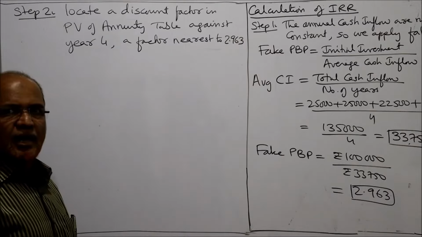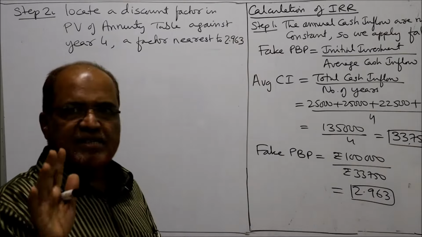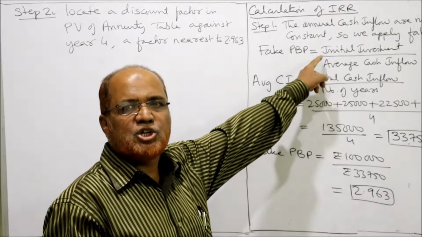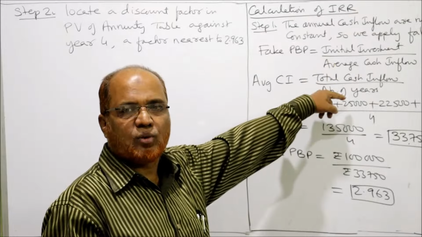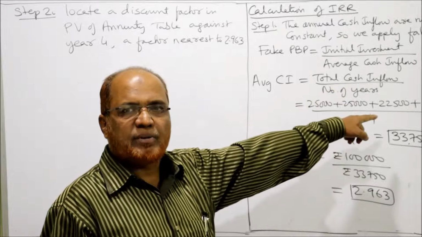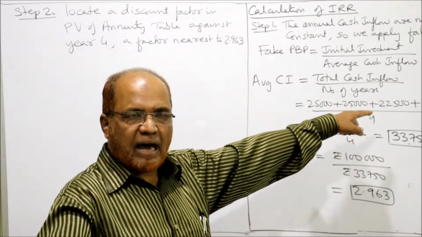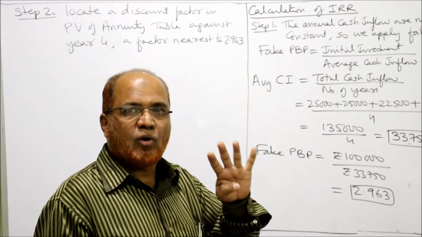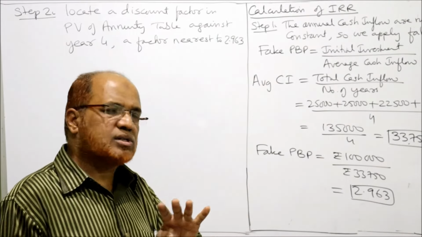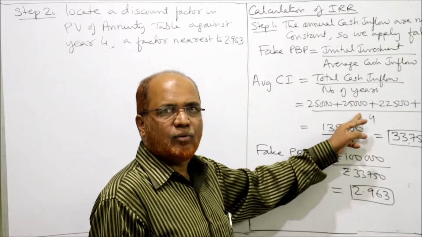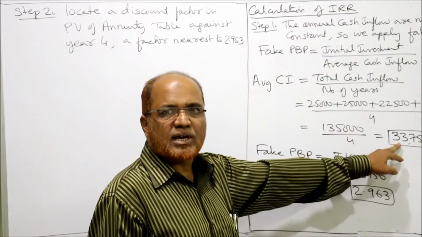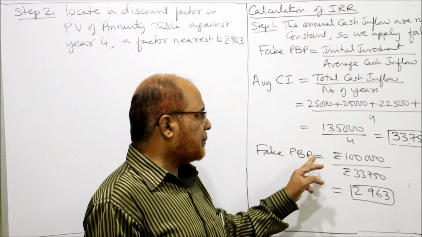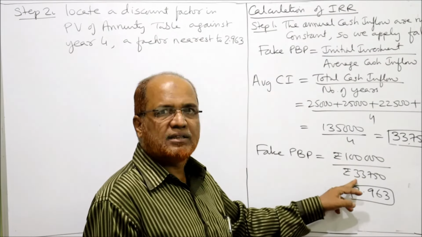2.963. See carefully. The first step we have to calculate fake PBP, and fake PBP formula is initial investment divided by average cash inflow. Initial investment given in the problem, cash outflow 1 lakh rupees, और average cash inflow मालूम करने के लिए we'll take the total cash inflow 4 years का जो cash inflow आ रहा है उसका total कर लेंगे divided by 4. तो we got average cash inflow 33,750.